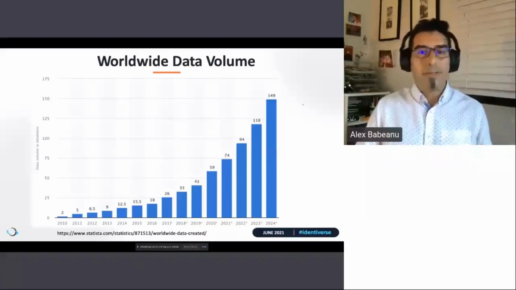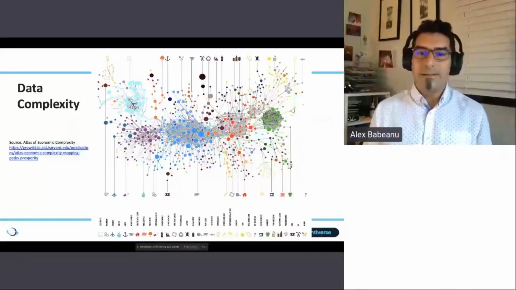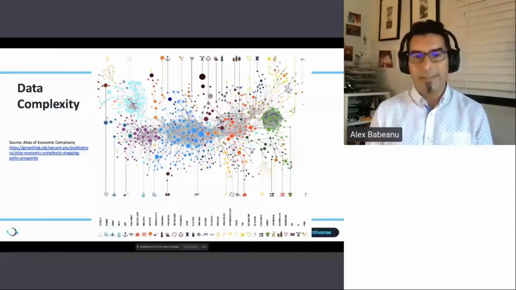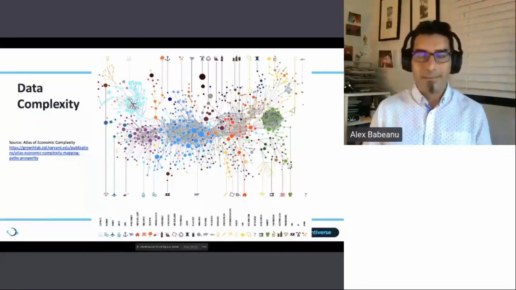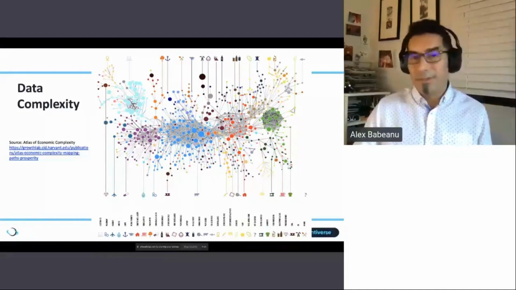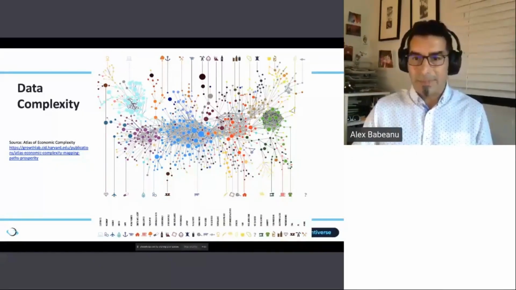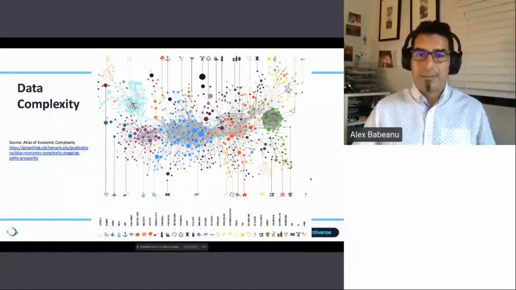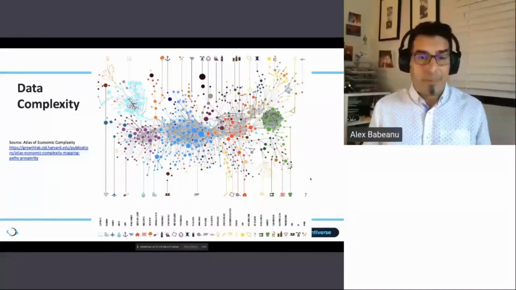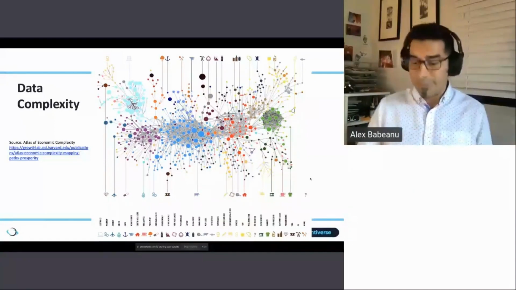The second problem is data complexity. This is a little diagram from the Atlas of Economic Complexity. It depicts various industries throughout the world and how they are interconnected. Now you can realize that the data generated by all these industries is also very much interconnected. It's actually a geographical view. You can look at it from east to west or west to east. Here's North America and the Americas. We have Europe, the Middle East and Africa, and Asia over here, and these are all the industries. All of this data, of which IAM is part of, becomes highly hyper-connected.